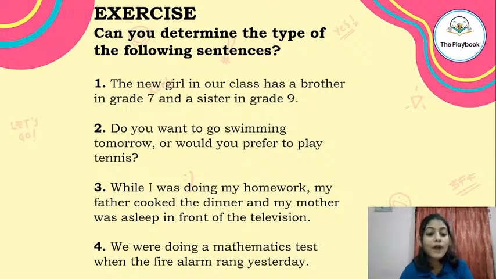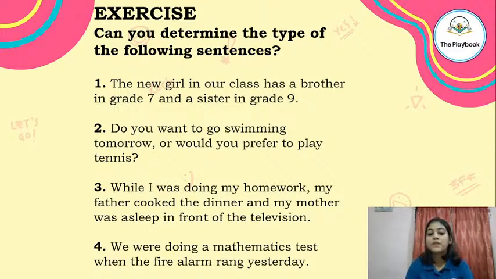Can you see? While I was doing my homework. So it's like the person is doing his or her homework while something is happening. So what's happening? My father cooked the dinner and my mother was asleep in front of the television. So the last two fragments of the sentence are the two independent clauses, whereas the first clause is a dependent clause. Alright, I hope this was clear to you.